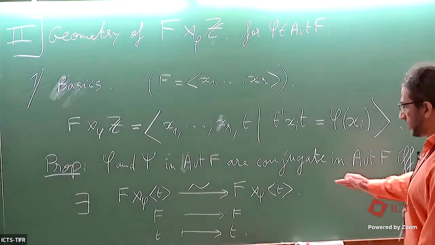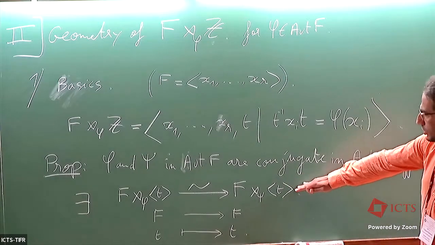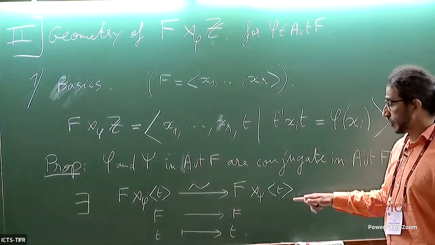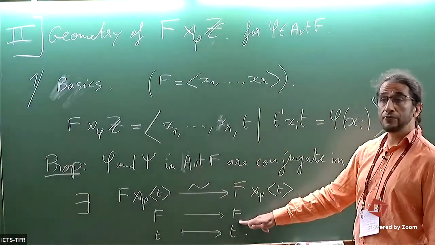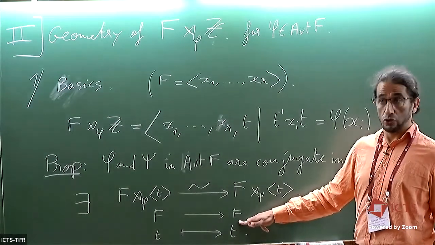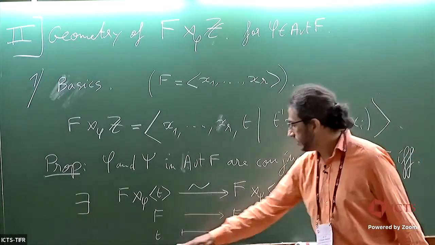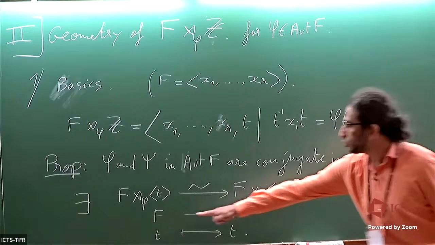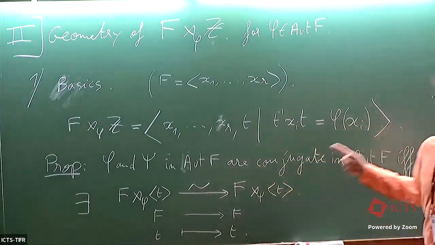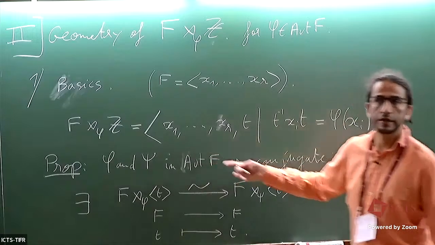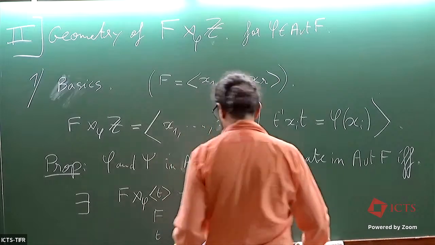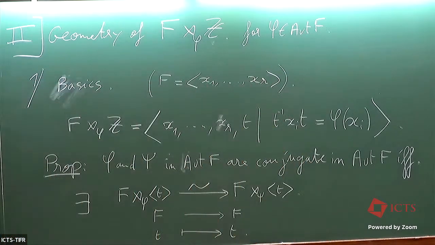Okay, so I repeat because it's only symbols. If and only if there exists an isomorphism between the two groups given by the semi-direct product that sends F on F, it induces some automorphism here, and that sends t on t. And this is just a writing thing, the automorphism induced here will be the conjugating automorphism between phi and psi. So it's just rephrasing conjugation in this case. And you can also rephrase conjugation in Out.